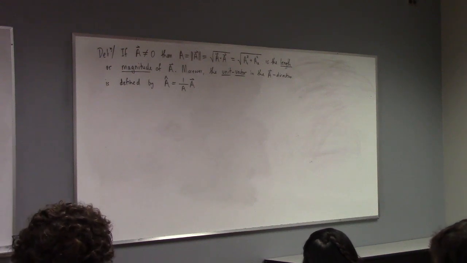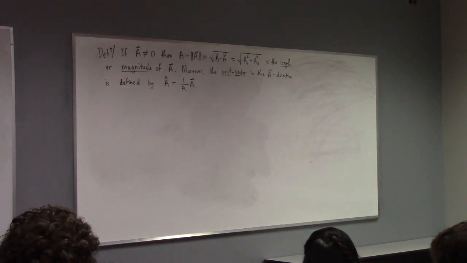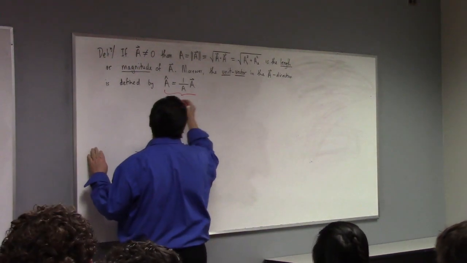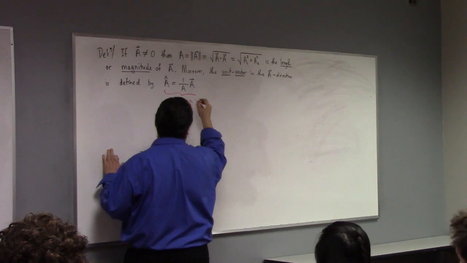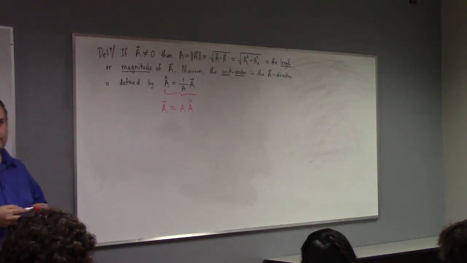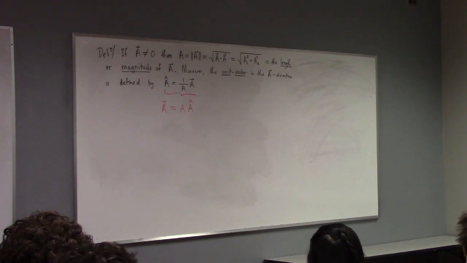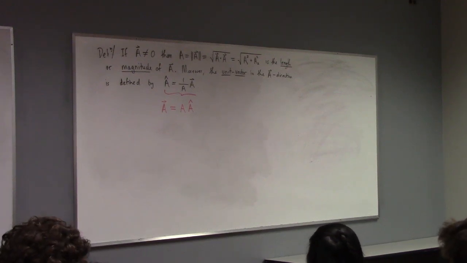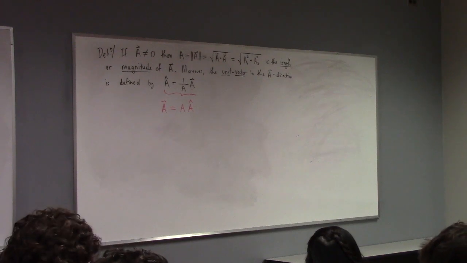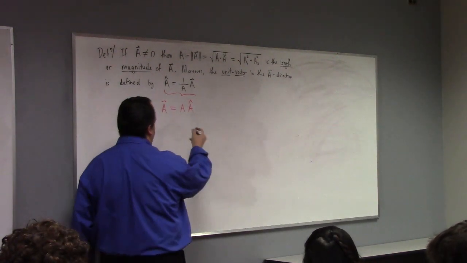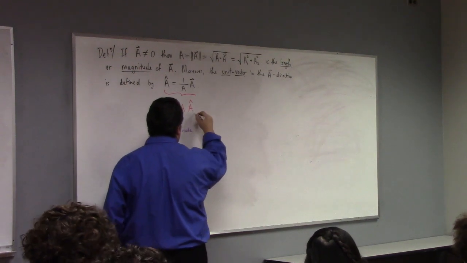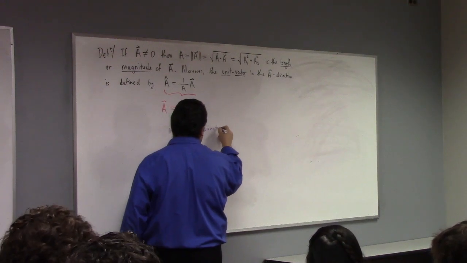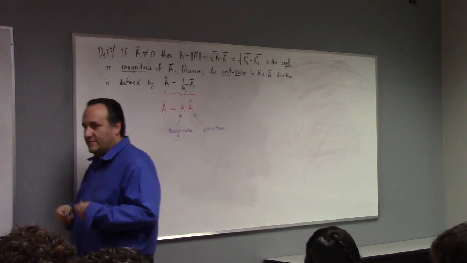Put a different way, we have that the vector A is equal to what? So vector A is equal to the magnitude A times A hat. So A without the vector is the magnitude. A hat is a unit vector that points in the direction of A. So this is why people say a vector is a magnitude times a direction. So this is the magnitude, and this is the direction. It's the direction as a unit vector.